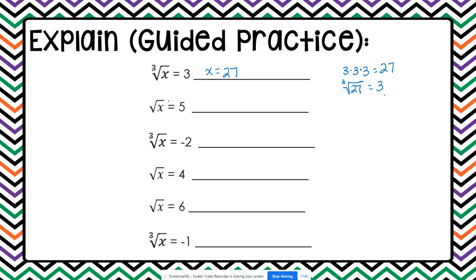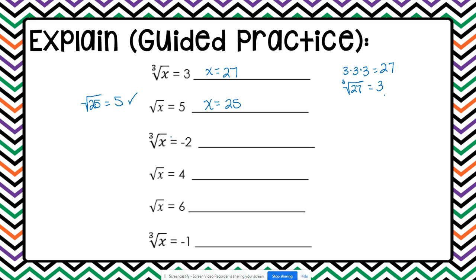If the square root of x is 5, then that means that x equals 25 because 5 times 5 is 25. If I replace x with 25, I know that the square root of 25 is 5 is correct.